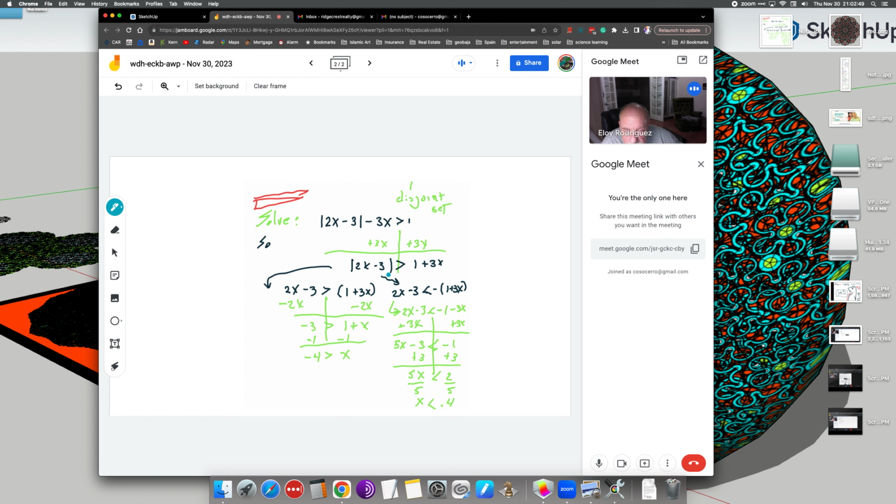Let me go this way. Notice how it stayed the same. This position here is the same direction as this one, right? But now when I drop my absolute values here, look what happened.